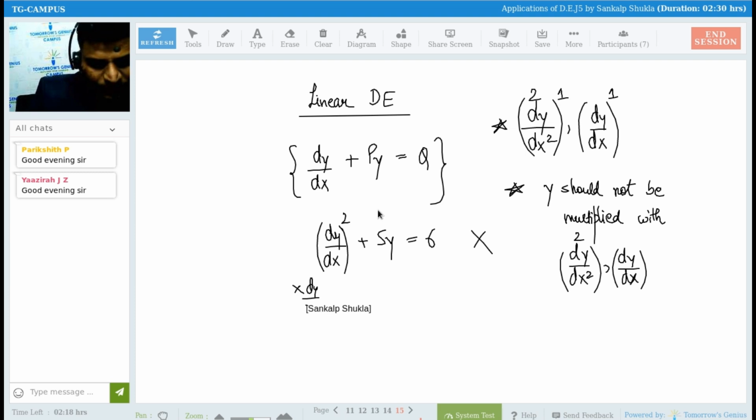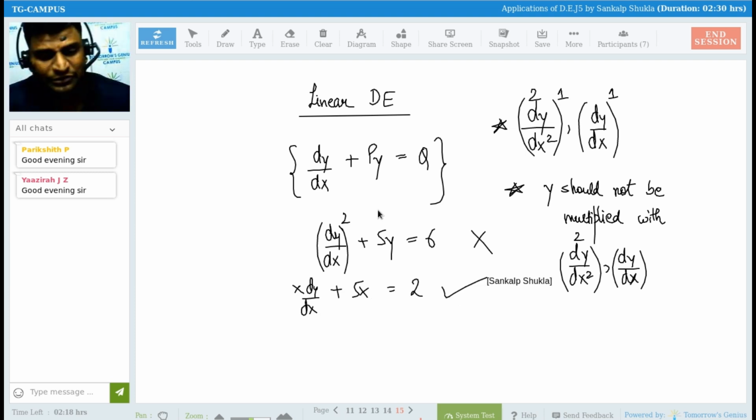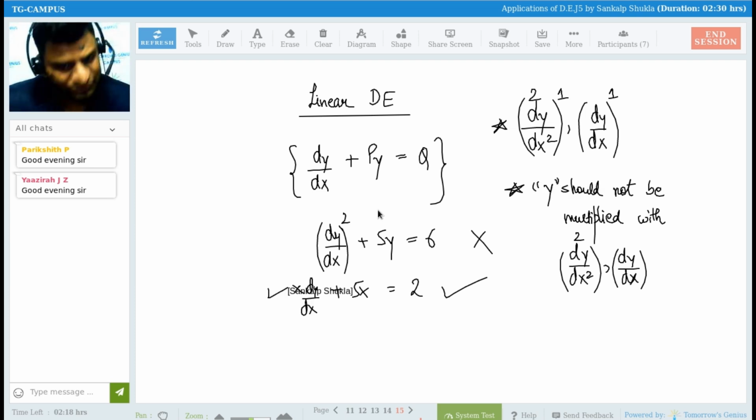Like if I just write x dy by dx plus 5x is equal to 2, yes, it is a linear differential equation because both the points are satisfied. I have told you y should not be multiplied, but x can be multiplied, right? So it is a differential equation. But if I replace this x with y, this is not a linear differential equation now. There are these two rules, as simple as that.